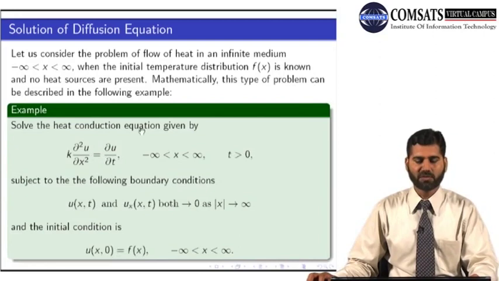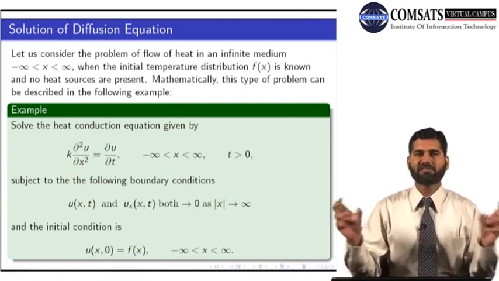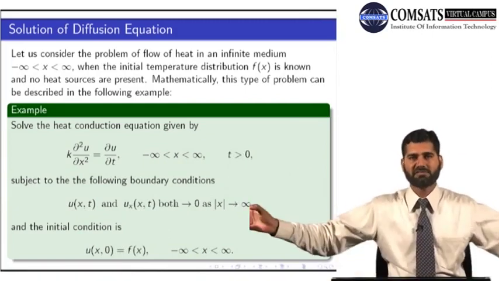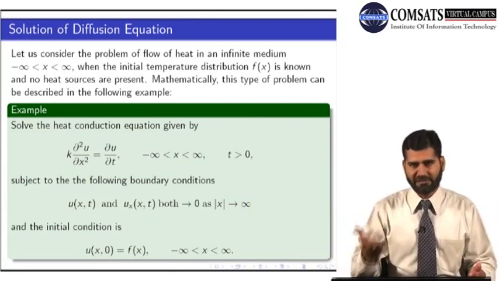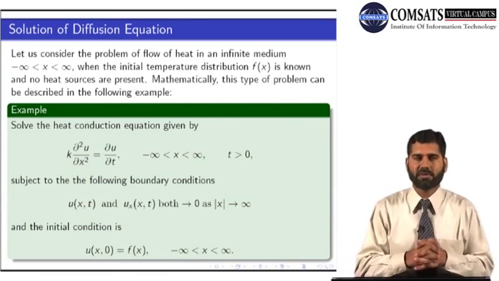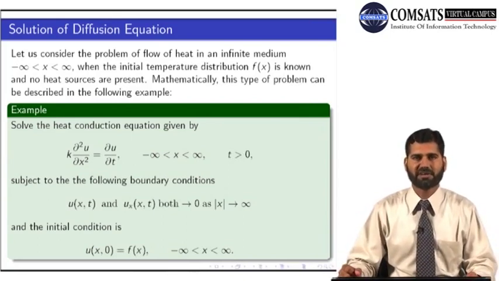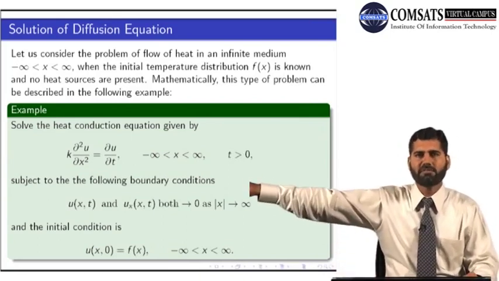Mathematically, this type of problem can be described in the following example. Because it's a one-dimensional heat flow, we can write this one-dimensional heat equation from minus infinity to infinity, subject to the following boundary conditions: u(x,t) and partial u by partial x both go to 0 as x goes to infinity. The boundaries are not finite now; they are minus infinity and plus infinity, so I cannot have the values at plus minus infinity. But all we can say is that u and partial u by partial x both go to 0 as x goes to plus minus infinity.